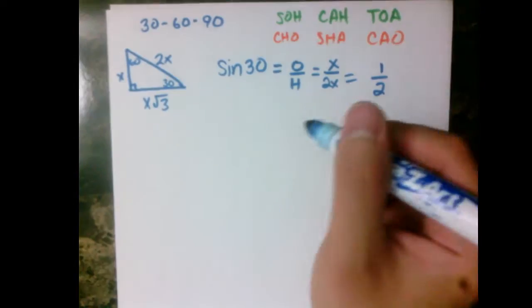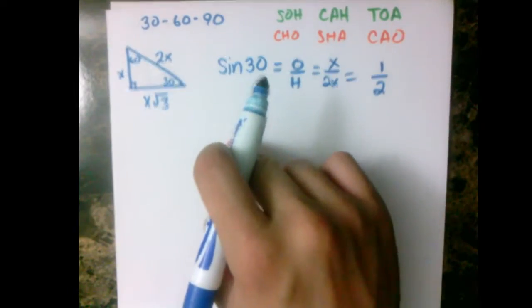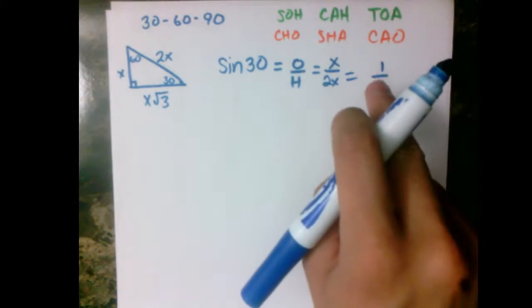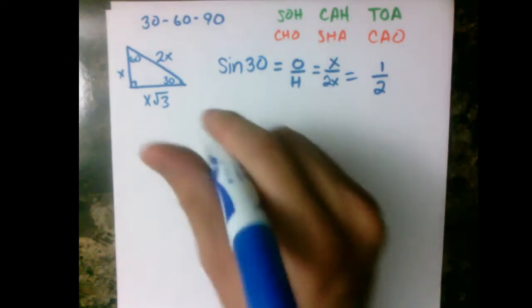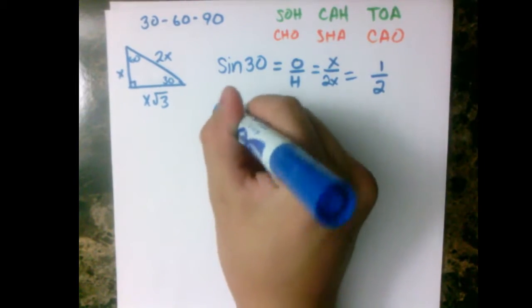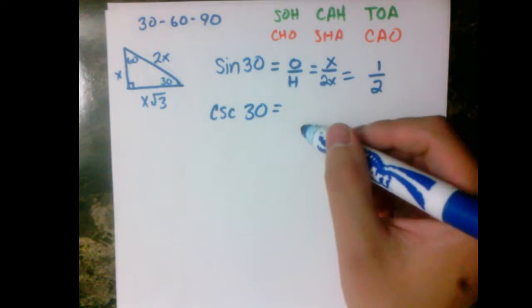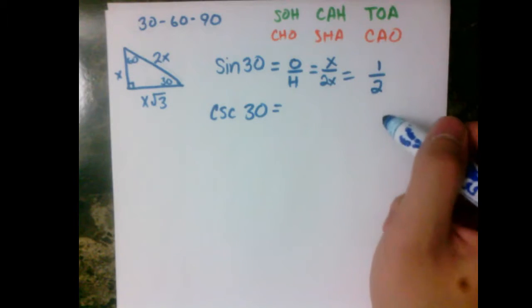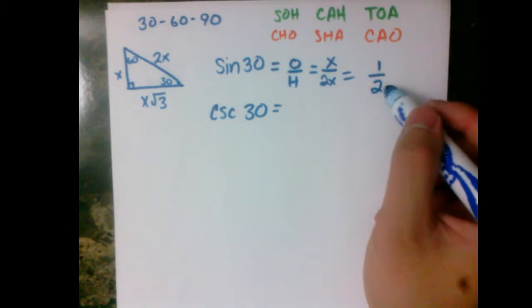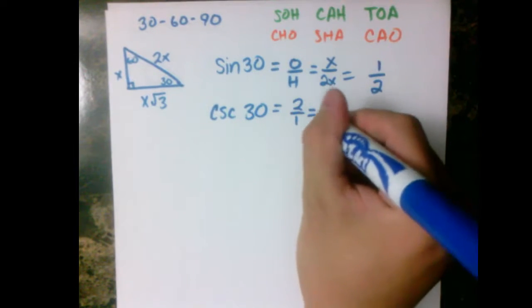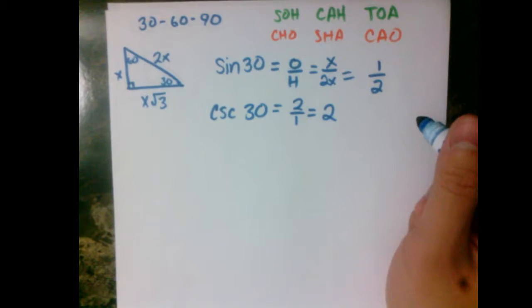Let's go ahead and do the reciprocal of this. So remember, reciprocal just means we flip this fraction. You're also going to get your cosecant. So here's your cosecant of 30. You could do this calculation, h over o is equal to 2x over x is equal to 2, but I'm just going to take this 1/2. Remember, we flip it. You'll get 2 over 1, or 2. See, the cosecant of 30 is 2.